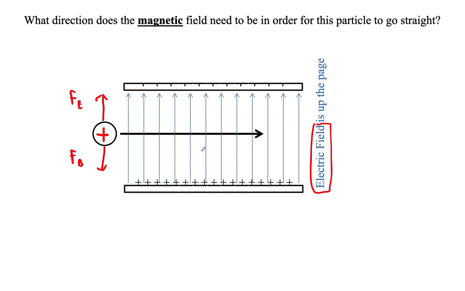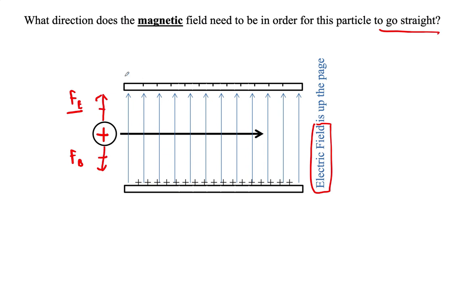It's up the page. So the first step is to figure out the direction that the given field exerts on the particle that you have. And in this case, it's a positive particle. The electric field's simply going to exert a force up because that's what upward electric fields do with positive particles, okay? Now to counteract it, we would have to have a magnetic field that's down the page. For it to go straight, these guys would have to be equal.